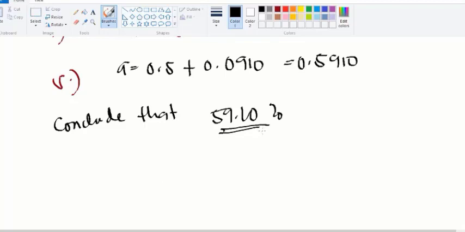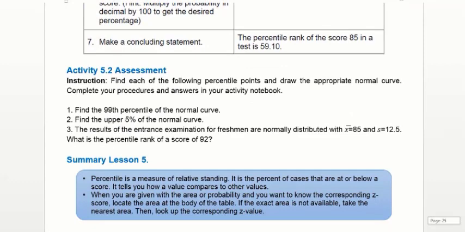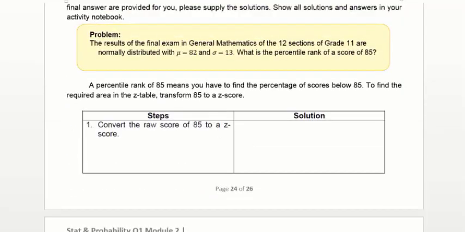So, I hope you will be able to do the assessment. Okay, so what we have tackled today, we have talked about the percentile, of course. We also have talked about the probability notations and the standard score. Paano magkuha ng standard score. So that is the end of Module 2.